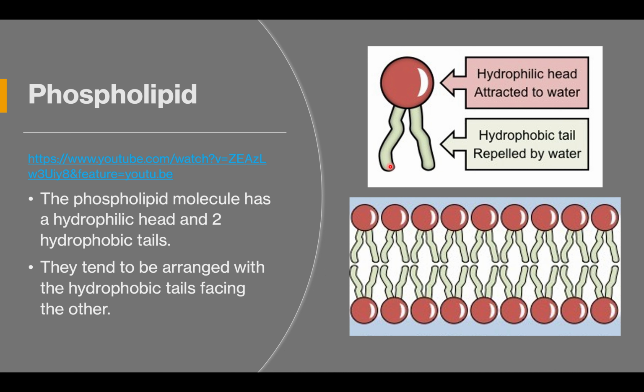Something else to talk about is peripheral proteins. They are on the inner or outer surface of the phospholipid bilayer. They are not embedded within. So peripheral proteins are always going to be found either on the outside or the inside of the phospholipid bilayer. They're not within those tail areas.